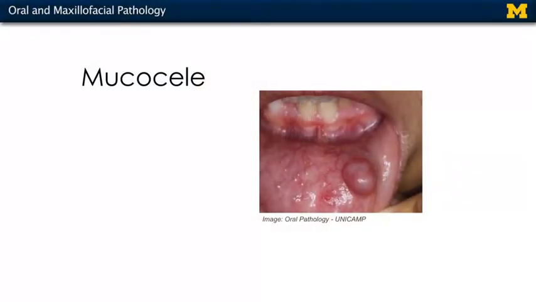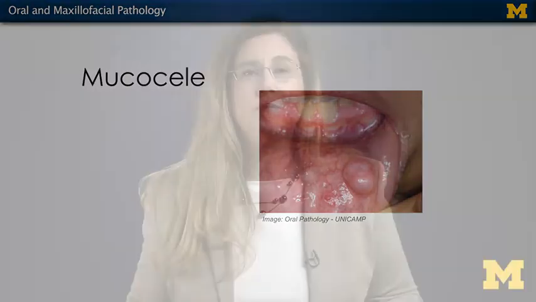The picture is an example of a reactive lesion. It is a mucocele, also known as mucus or saliva retention cyst, which usually appears after trauma from biting the lower lip. Mucocele is reported in patients of all ages, but is most common in children and young adults.